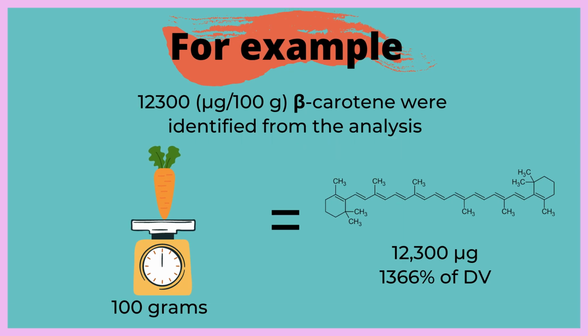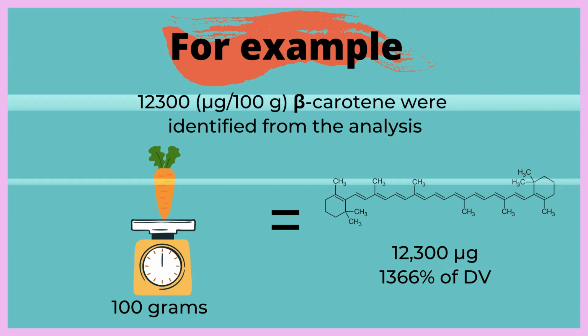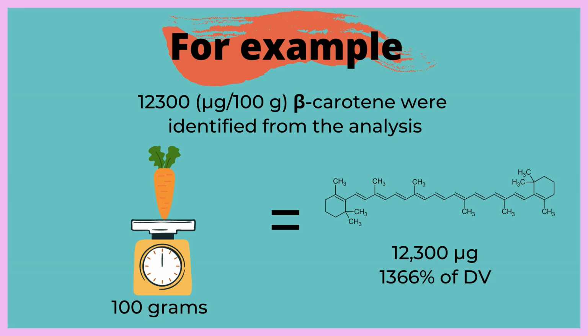For example, if from the calculation it is determined that the concentration of vitamin A in a carrot sample is 12,300 micrograms per 100 gram sample, if you consume 100 gram of the carrot that is sampled, you will also consume 12,300 micrograms of vitamin A, which is 1,366% of your daily value, based on 900 micrograms vitamin A daily value.